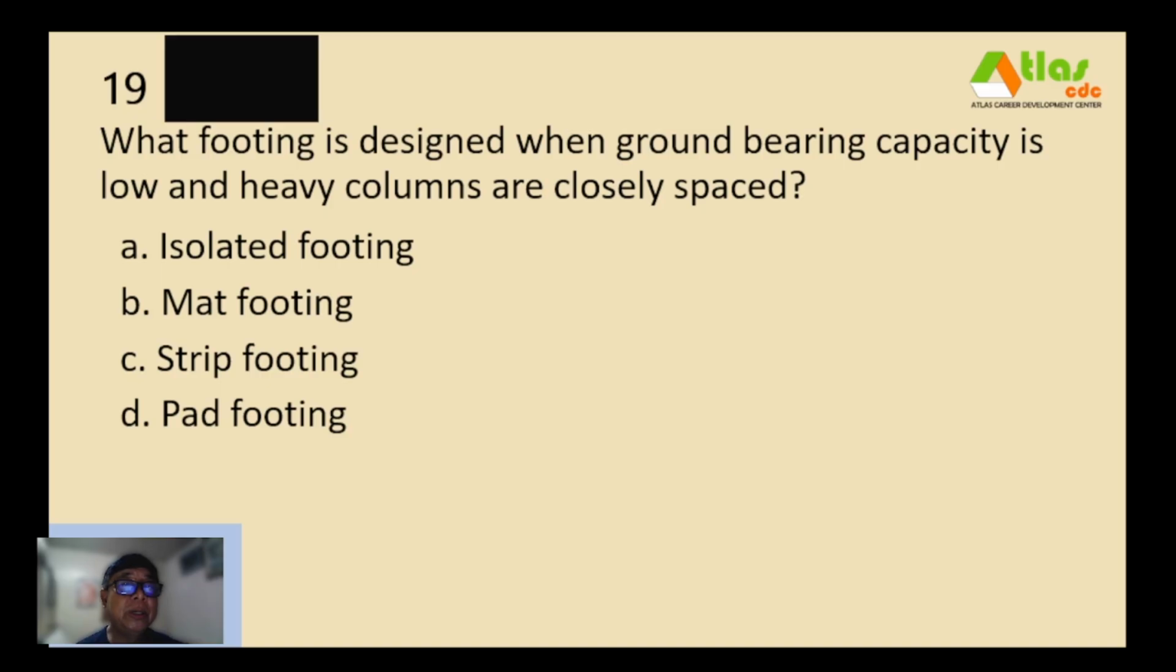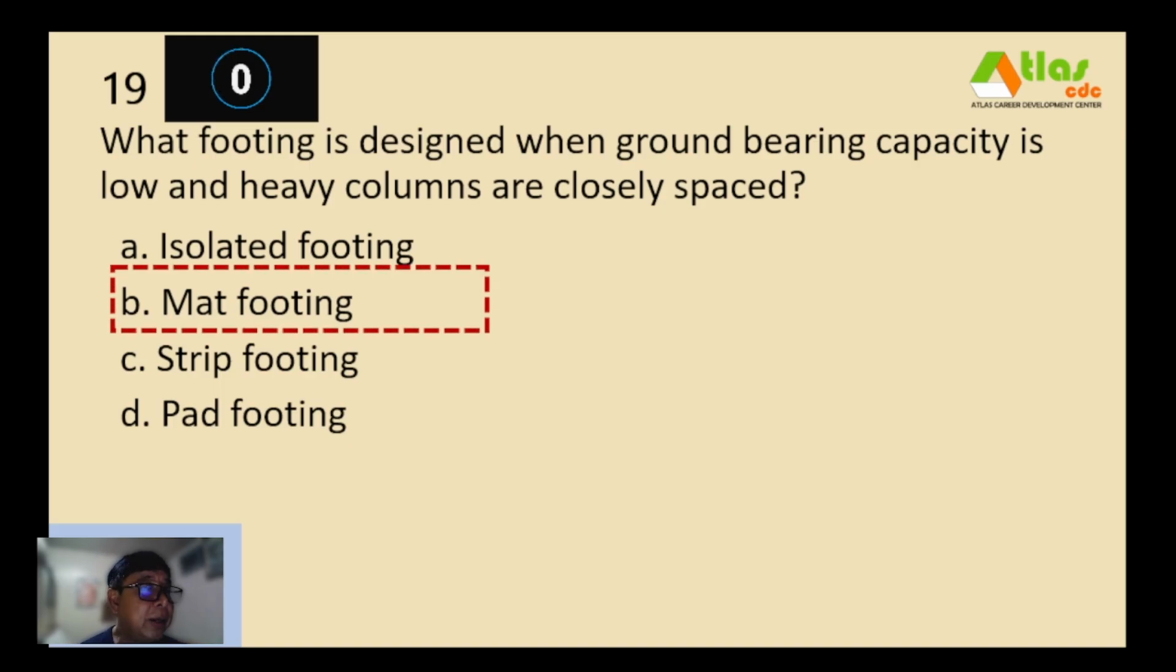Question number 19. What footing is designed when ground-bearing capacity is low and heavy columns are closely spaced? A, isolated footing. B, mat footing. C, strip footing. And D, pad footing. So 10 seconds. And our correct answer is letter B, mat footing.